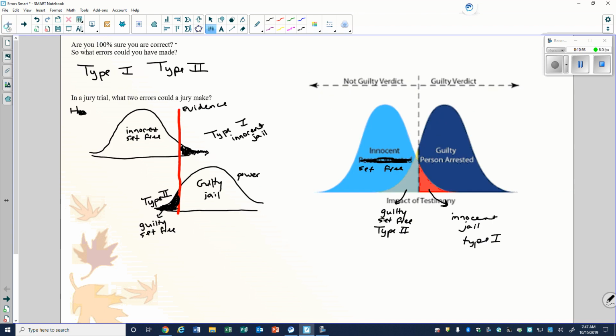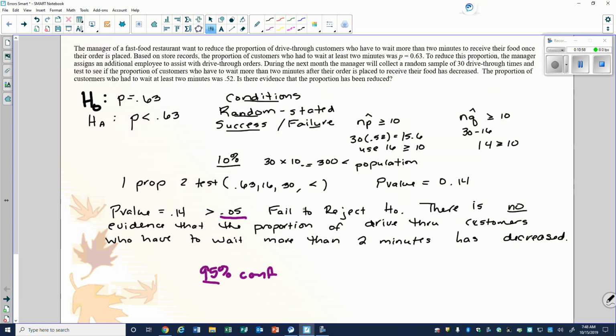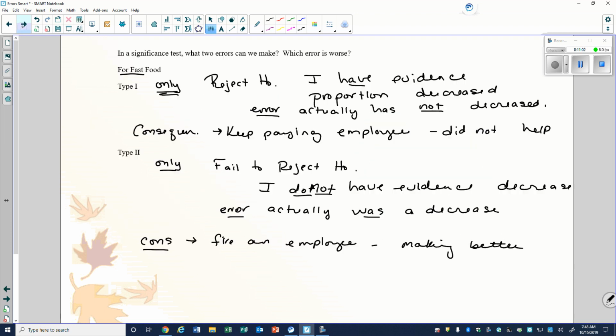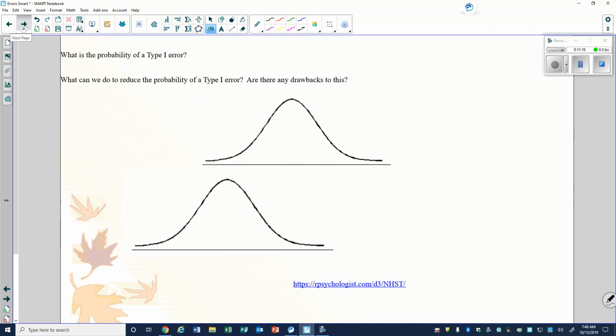Now, for this particular example, in my test, I failed to reject the null hypothesis. So the only real error I could have made in this is a type 2 error. Okay, so there is a possibility that I may fire an employee that was making my company better. So when you weigh these, there are some things that you can do to adjust your test to make sure that the error you don't want to make has a lower probability.